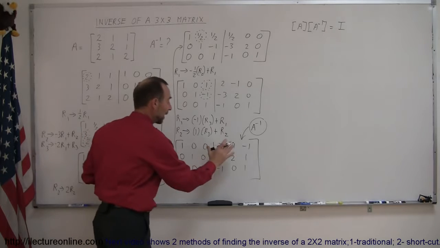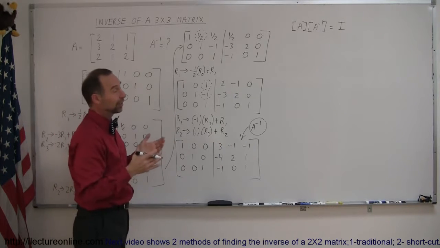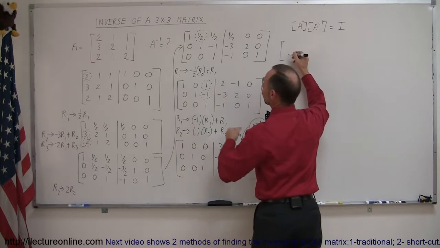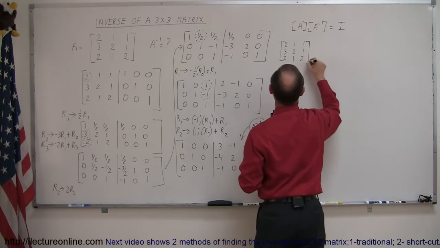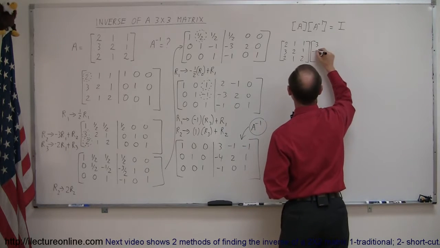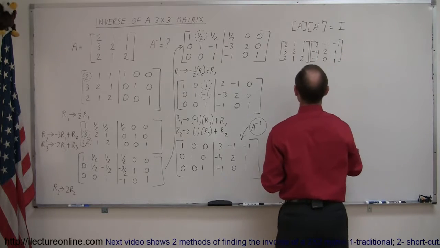If we do, we have the correct answer here. You can imagine it's very easy to make a mistake somewhere, so that's always a good way to check. So let's start with the original matrix. So we have 2, 3, 2. And we'll multiply that times the inverse of the matrix, the way we found it. So 3, negative 4, negative 1, 1. All right, let's see what we get.